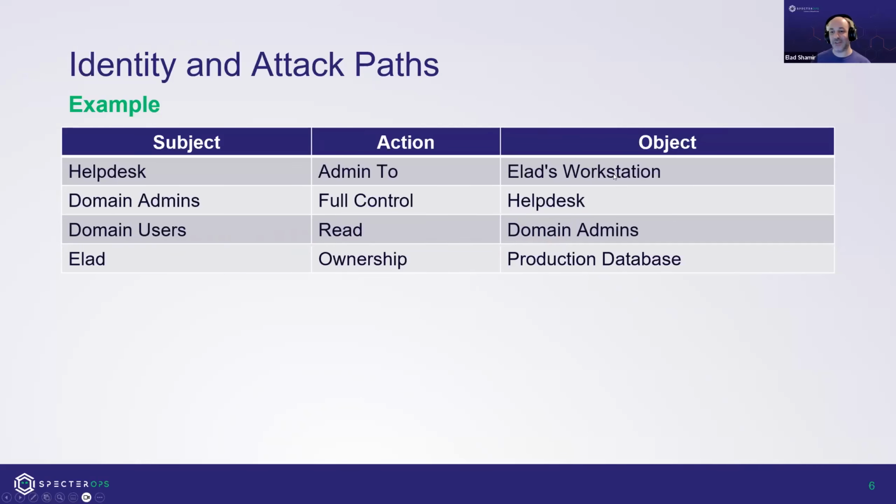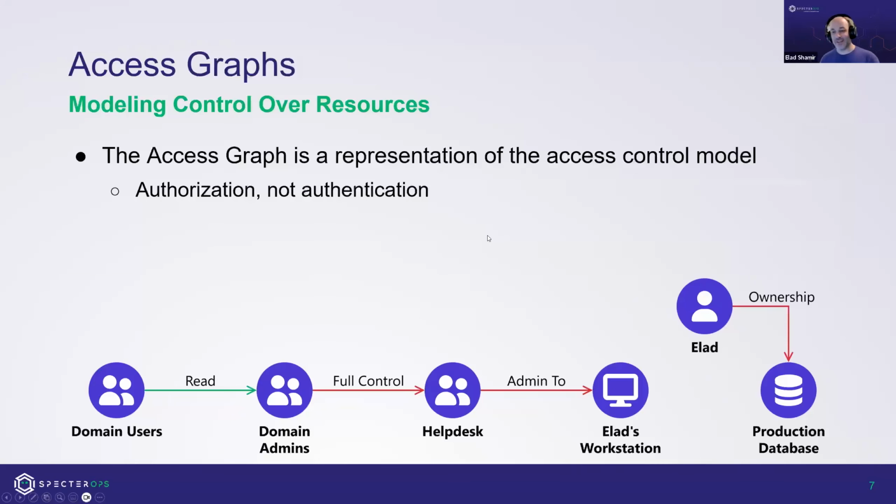And we can take this access control list and depict it in the form of nodes and edges. That will give us an access graph representing control over resources. Everything we see here represents authorization. There's nothing here that represents anything relating to authentication. It's all just authorization.